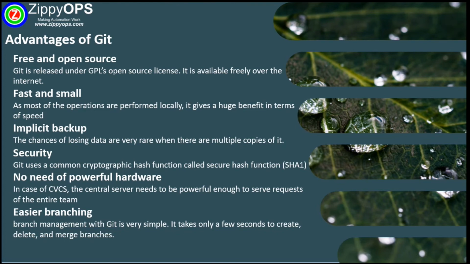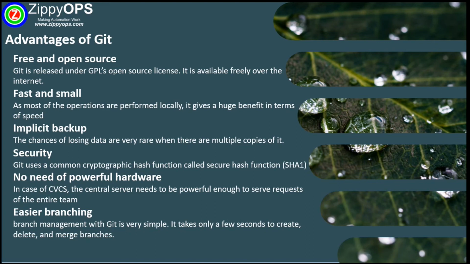Security wise, it is a lot better because the Git client communicates to the server in two protocols. One is the SSH protocol, where the communication between the client and the master is completely encrypted, and another is HTTPS. So you can connect to the server via two protocols, HTTPS and SSH, and both are secure, with no need for powerful hardware. And branching is a lot easier. With a single command, you can create a branch, and with a single command, you can merge it back to the master. So these are all the advantages of Git.